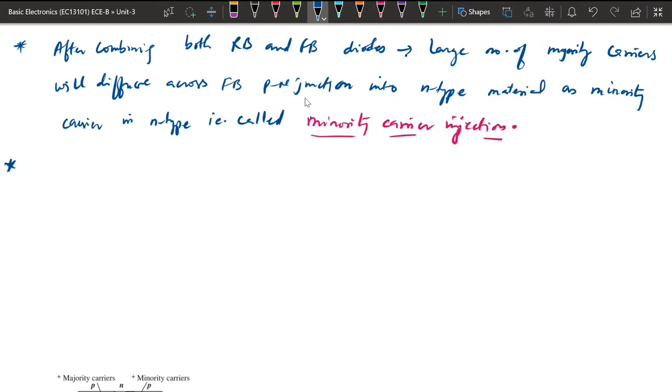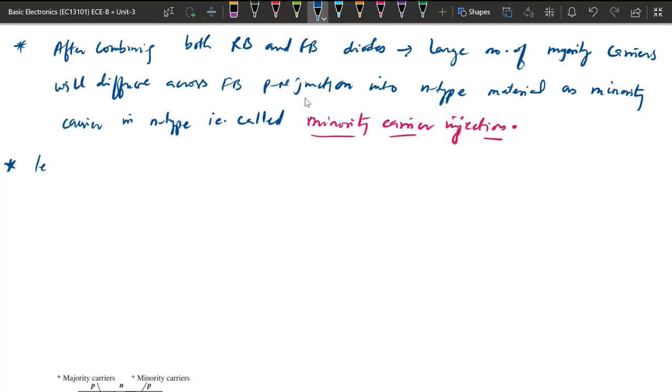The next step is that the base region is very thin. In the base region, charge carriers have been injected because of the minority carrier injection process. Whatever injected charge carriers are there, a very small number will combine with the available electrons in the n region. The n region is very thin and lightly doped, so very few holes that have come from the p-type region will combine with the n region. So it will constitute very little base current.